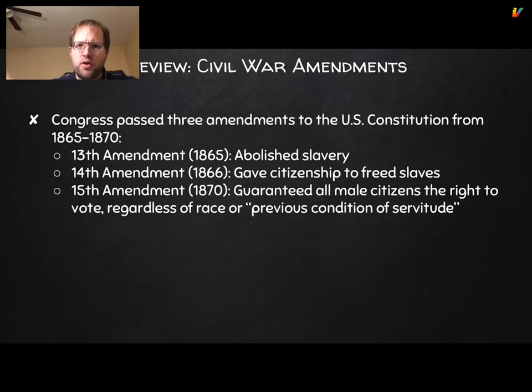Civil War amendments, you have to know these. 13th Amendment ends slavery. 14th Amendment, we call citizenship, is birthright citizenship. If you are born here, you're a citizen. If you're a citizen, you have rights, okay? 15th Amendment grants black men the right to vote, says that you cannot be denied the right to vote based on race or previous condition of servitude. So, just because you used to be a slave doesn't mean you can't vote, okay?